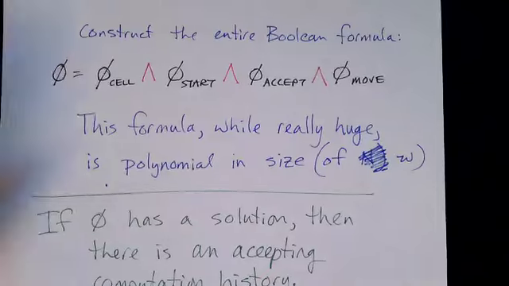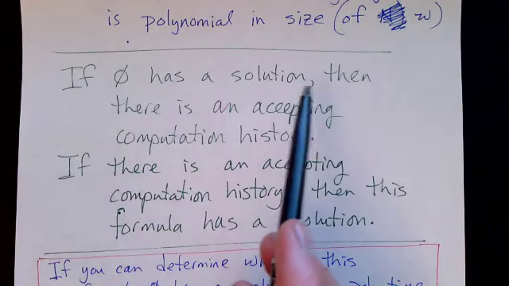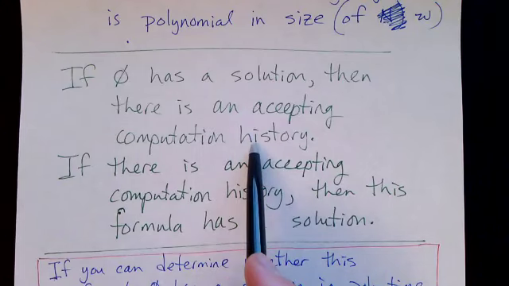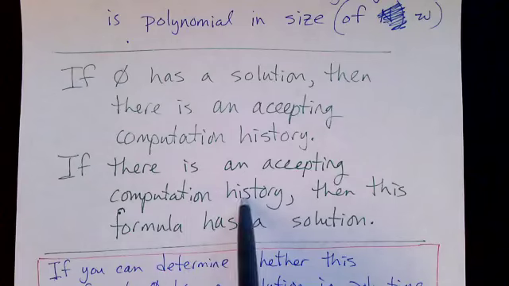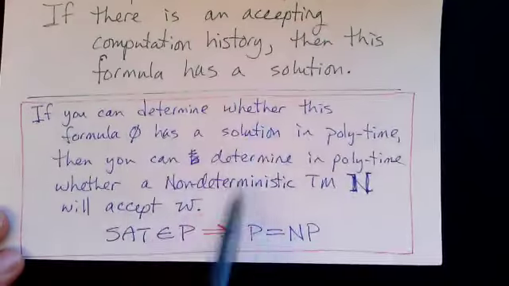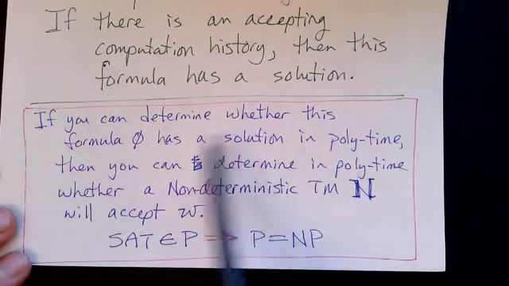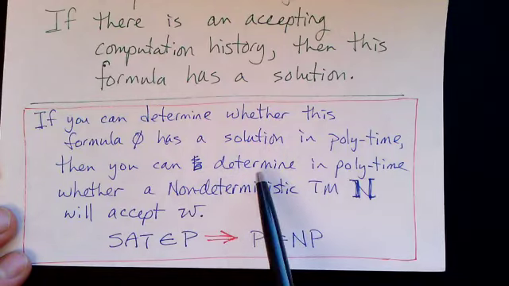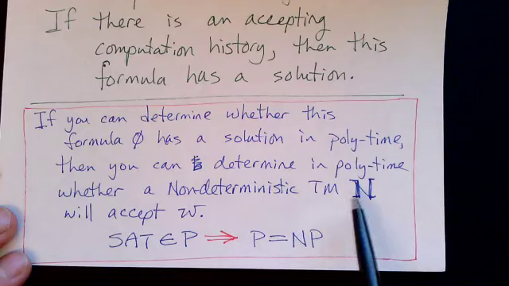And let's just remember where we're going. If this Boolean formula has a solution, then it means that there exists an accepting computation history for the non-deterministic Turing machine. And if there is an accepting computation history, then this formula has a solution. So if you can determine whether this gigantic formula phi has a solution, and you can determine that in polynomial time, then it means you can determine in polynomial time whether a non-deterministic Turing machine will accept w.